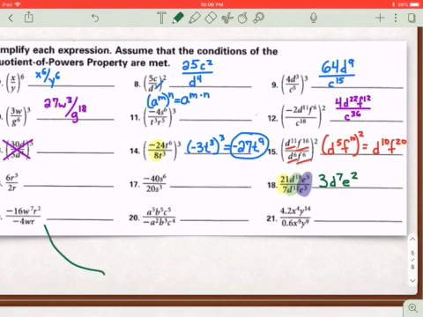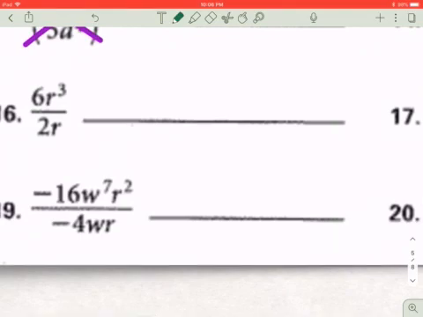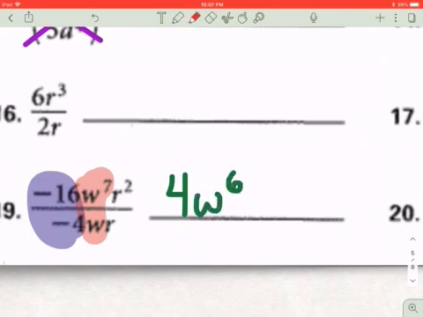And let's do one more right here. Last but not least, if I have a negative 16 over a negative 4, that leaves me with a positive 4 when I divide. And I have w to the 7th over w, so it'd be w to the 6th. And I have r to the 2nd, r over r, so it should be r, because remember these have an exponent of 1 even if you don't see it.